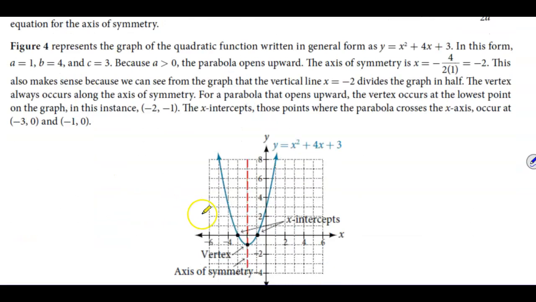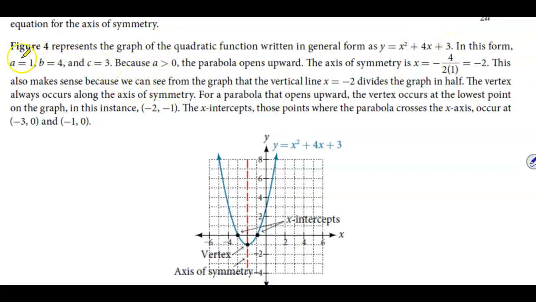Now, if we take a look at figure 4, it represents the graph of the quadratic function written in the general form, where y equals x squared plus 4x plus 3. What we want to do is identify the values of a, b, and c in this equation. In this form, we can recognize that the leading coefficient is 1, so a is equal to 1. The second coefficient, the middle number, b, is equal to positive 4, and the value of c is equal to positive 3.